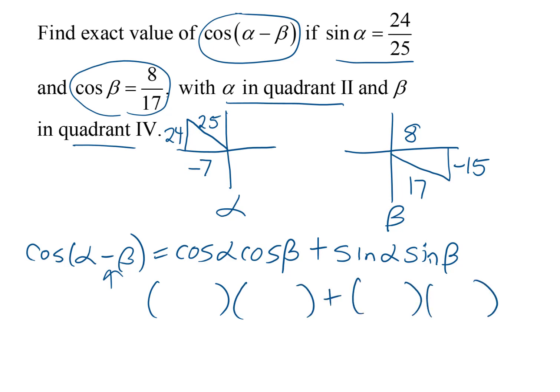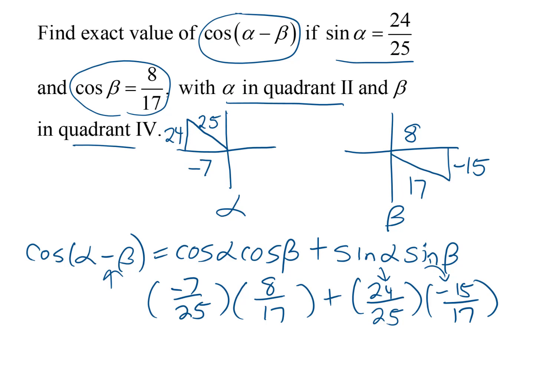So I need cosine alpha, so go to the alpha triangle. Adjacent over hypotenuse is -7 over 25. Now I need cosine beta, so I go to the beta triangle, and adjacent is 8 over hypotenuse is 17. Now moving over, I need sine of alpha. Going to the alpha triangle, I do opposite, which is 24 over hypotenuse, which is 25, and then I need sine of beta. Going to the beta triangle, I've got opposite, which is -15 over hypotenuse, which is 17.